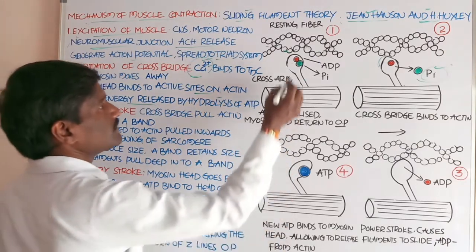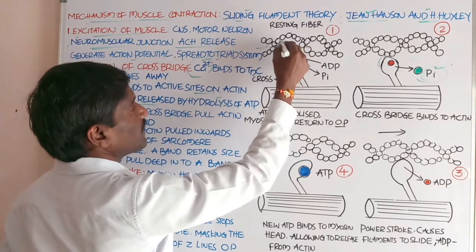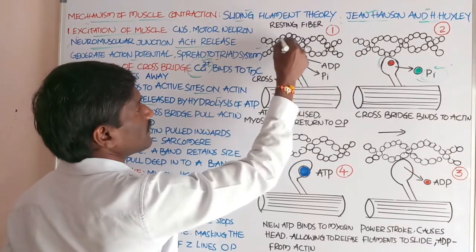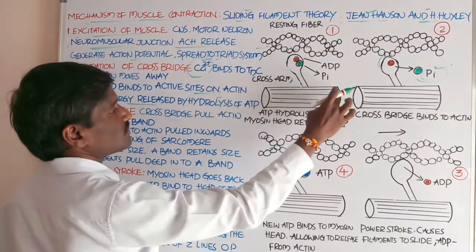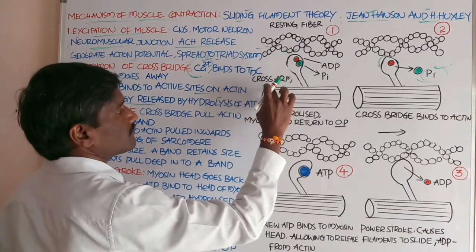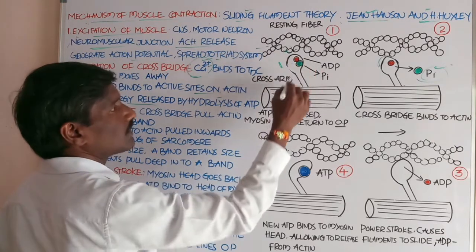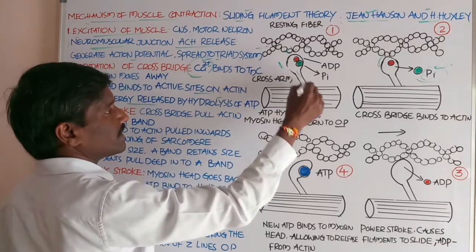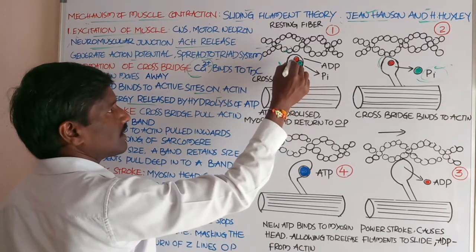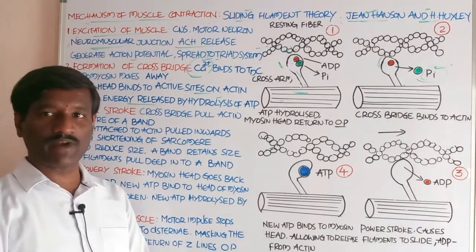Okay, student, this is the thin filament, which consists of two F-actin molecules spirally wound around each other, and this is the myosin filament. This is the head of the myosin molecule, and this is the flexible neck-like arrangement which connects the head with the tail region of the thick filament.